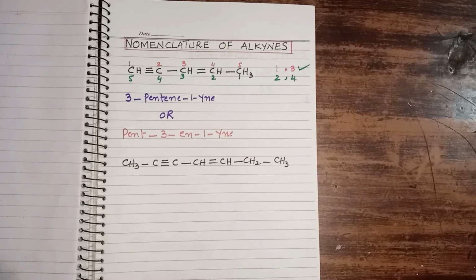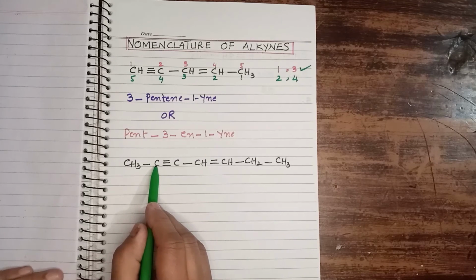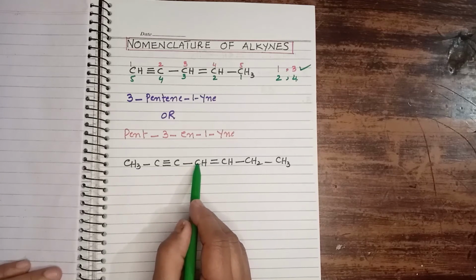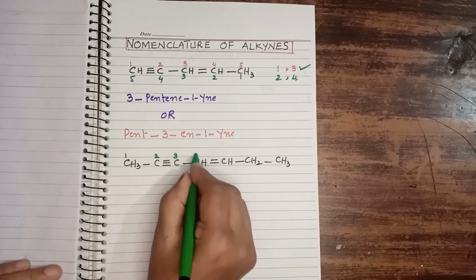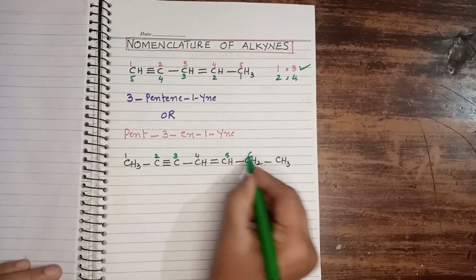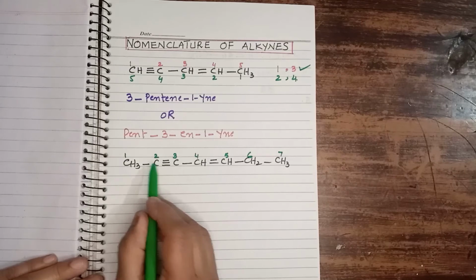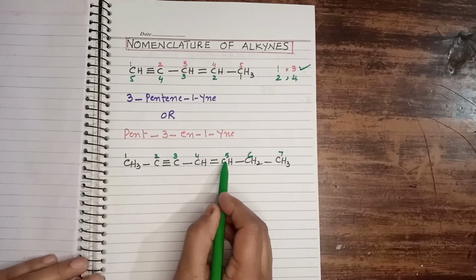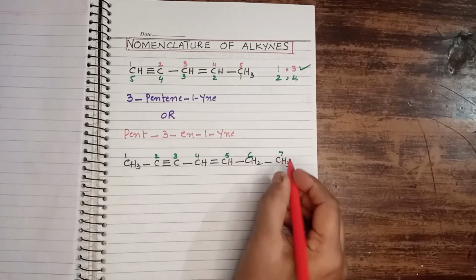Here you can notice 1, 2. If we do the numbering from the left hand side, the second carbon forms the triple bond, 1, 2, 3, 4, and the fourth carbon forms the double bond. That is 1, 2, 3, 4, 5, 6, 7. The triple bond is present between carbon number 2 and carbon number 3, while the double bond is present between carbon number 4 and carbon number 5, right. Now do the numbering from the right hand side.